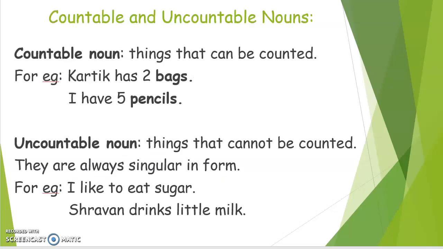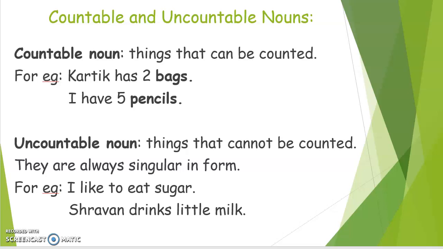some more types, that is countable noun and uncountable nouns. These are very easy type of nouns. Countable noun, things that can be counted. That's it. For example, Karthik has 2 bags, which means we can count that Karthik is having 2 bags. Next example, I have 5 pencils, which means I can count that I am having 5 pencils. The next example we can say is like we have 4 friends, right? So we can count how many friends we can have.